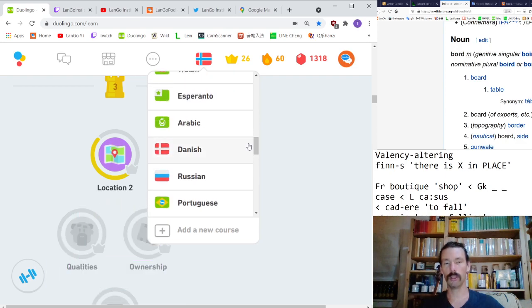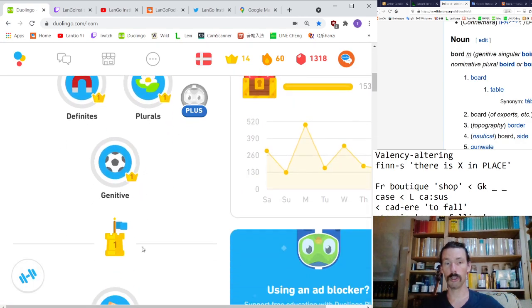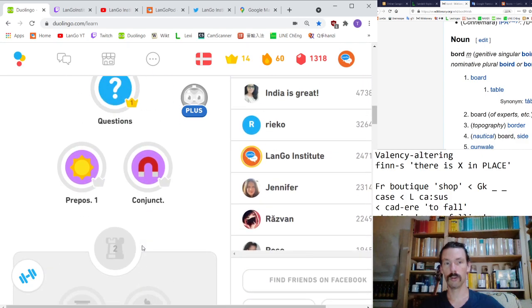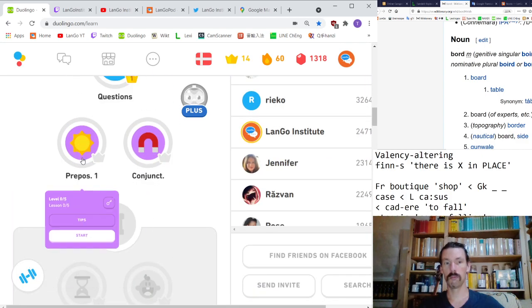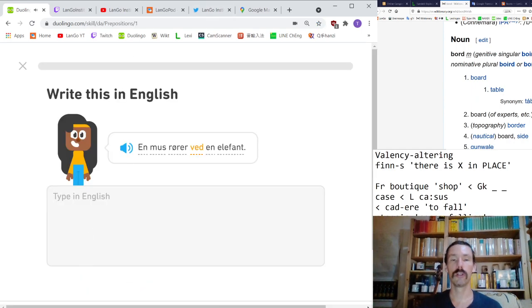Danish. Do I dare? Danish is quite different in sound from the others. Some pretty prepositions. En mus rører ved en elefant. Ved again? With or against? Ved. Oh, wait. Okay, but this can touch with. So that's interesting.